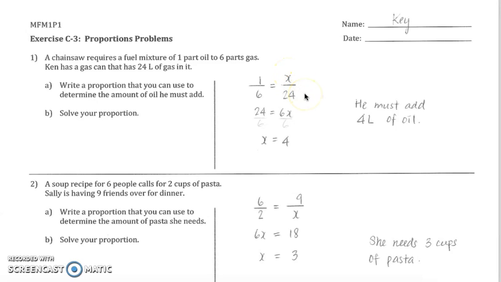So once again, to solve a proportion, we can use cross multiplication. 24 times 1, 6 times x. So I have the statement 24 equals 6x, divide by 6, x is 4. So he must add 4 liters of oil.